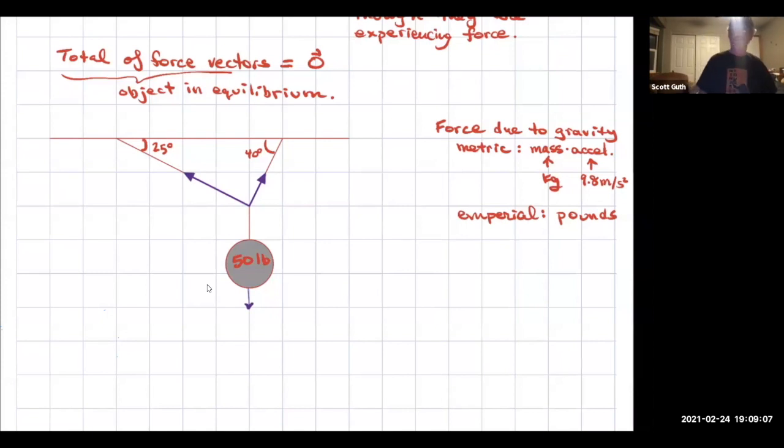I'm going to call these two vectors T1 for tension one and T2 for tension two. The downward pull is just going to be W, the weight, which is the gravitational force on this object. And what we know is that T1 plus T2 plus W has to be zero. Any questions?